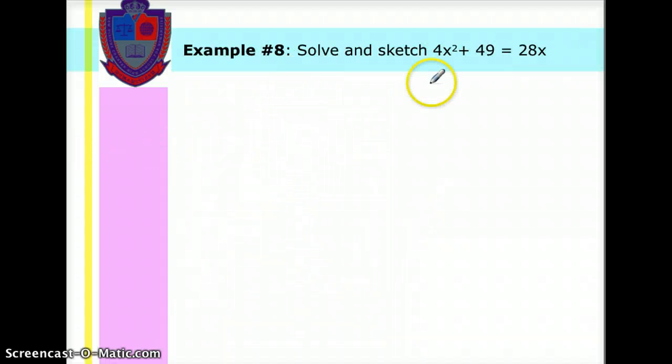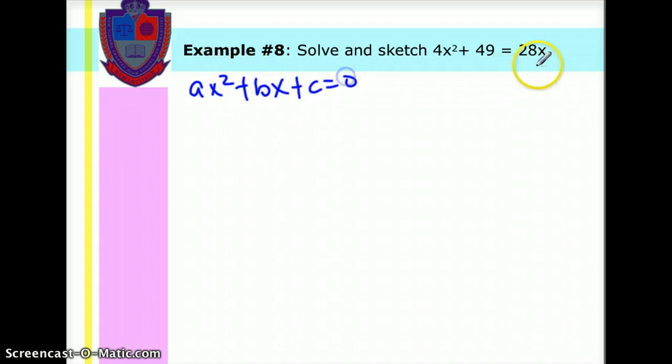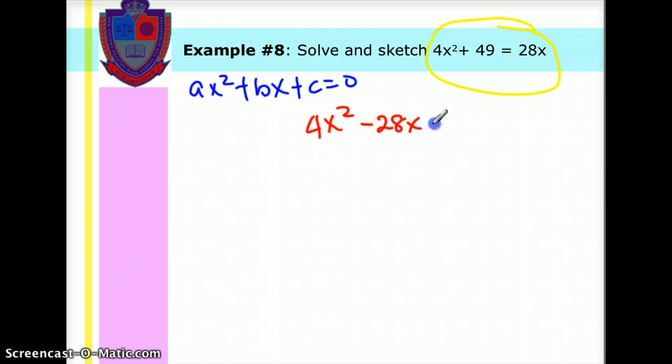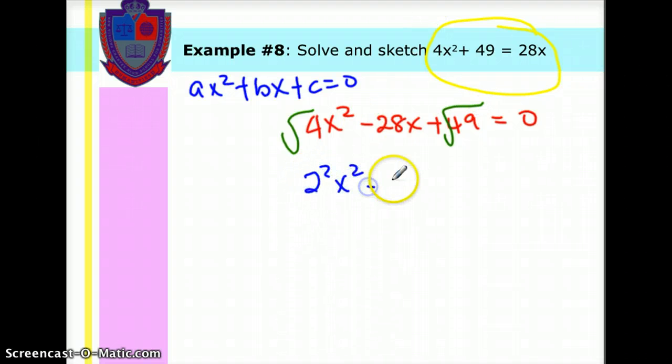Solve and sketch this. But before I solve and sketch this, whenever you solve a quadratic, you know it has to be ax squared plus bx plus c equals 0. So let's make this right here into that form. This is actually 4x squared minus 28x plus 49 equals 0. Again, let's test if any one of our things is going to work. Square root of both sides. This becomes 2 squared x squared minus 28x plus 7 squared equals 0.